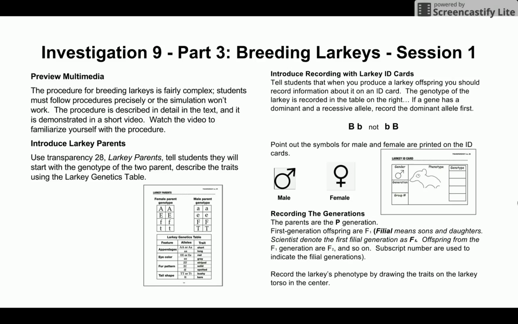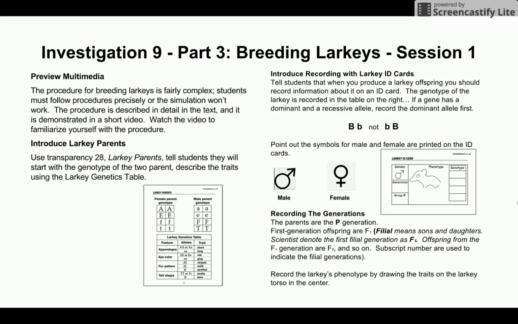Begin by using Transparency 28. Larky parents: tell students they will start with the genotype of the two parents. Describe the traits using the Larky genetics table. Introduce recording with Larky ID cards. Tell students that if a gene has a dominant and a recessive allele, record the dominant allele first. Point out the symbols for male and female and make sure that students know they are printed on the card.